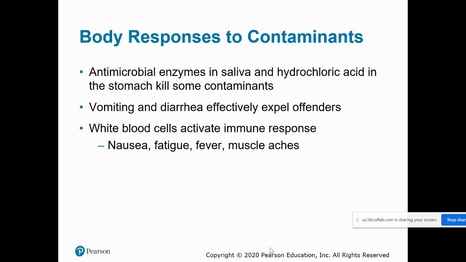So just a little bit about how the body responds to these contaminants or these microorganisms or the toxins that they're producing. Basically, the body's going to respond with various immune functions. So we have an immune response to these foreign organisms or their foreign toxic chemicals. So we'll see antimicrobial enzymes in our saliva. You might remember we talked a little bit about that. So our saliva is basically a first line of defense.